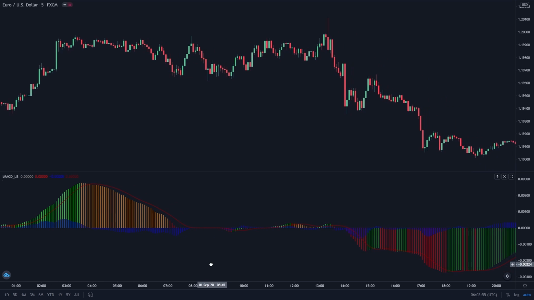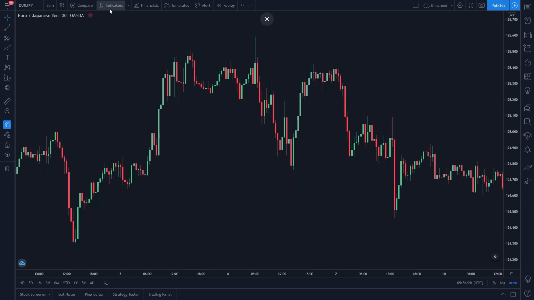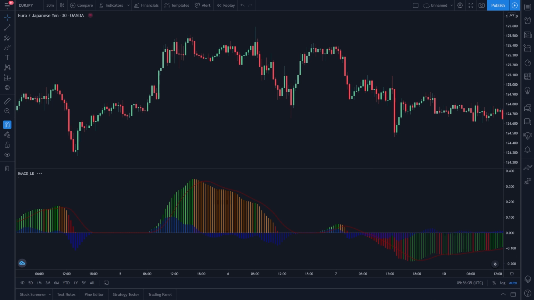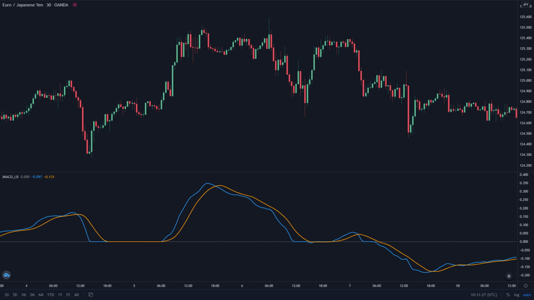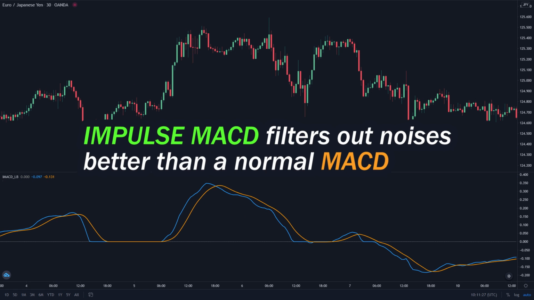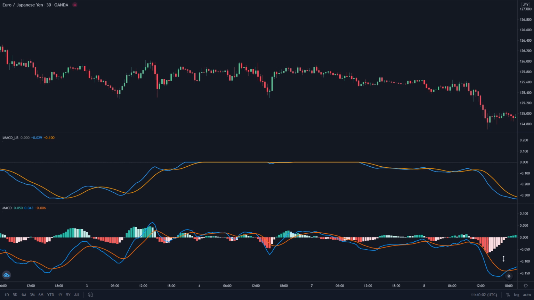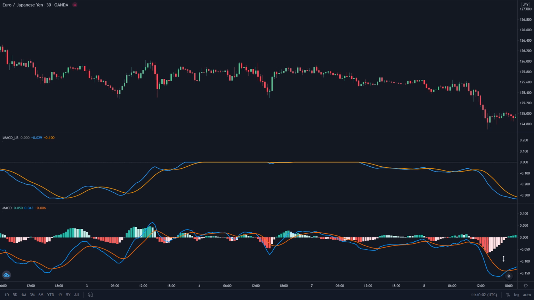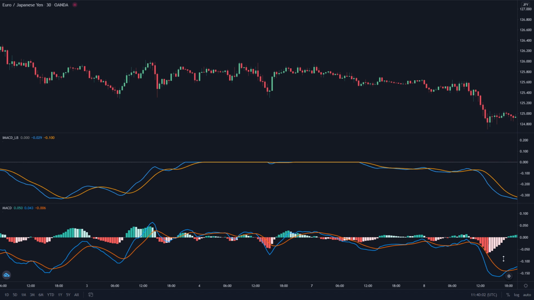The second type of MACD indicator that we are going to backtest is the Impulse MACD. On TradingView, I'm using this one, Impulse MACD by Lazy Bear. I'm also changing the colors of the indicator to make it easier to read. The theory behind the Impulse MACD is that it filters out noise better than a normal MACD. You can see, when the Impulse MACD detects noise in the market, it becomes completely flat like this, compared to the normal MACD, which will instead react to these noises. So the Impulse MACD is a version of the MACD that removes noise in the price.